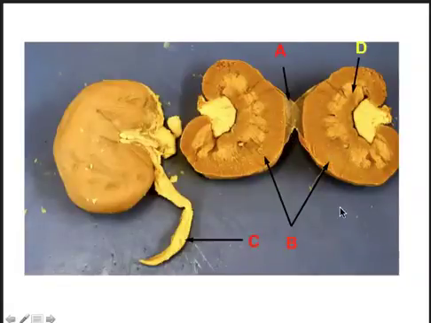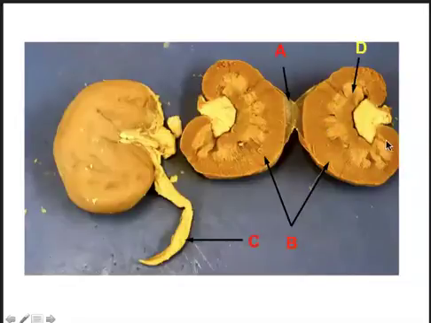Cortex will have a granular appearance because of the abundance of Bowman's capsules in the cortex. Bowman's capsules are the first part of the nephron. And then C is pointing to a ureter. That's a ureter on a real kidney. And D here is pointing to the medulla.